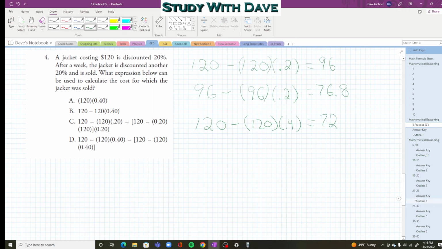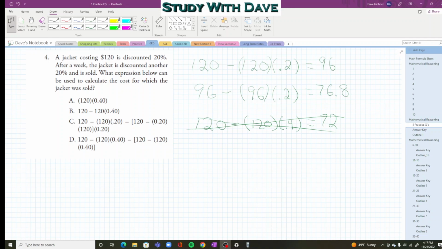So it actually would be more savings if they just took 40% off of the original, but that's not exactly what we're doing. That's why that's not right. So we know that it can't be A, because A is just saying what would be the discount if I took 40% off of the original price of 120. How much would I save? That's what that's saying. So that's not right.